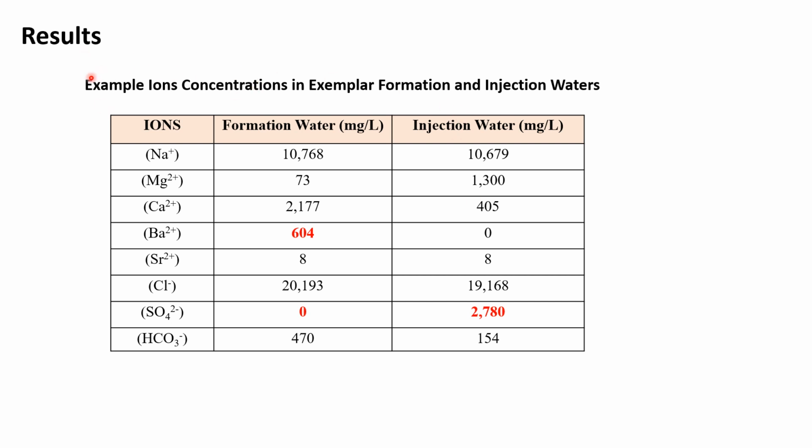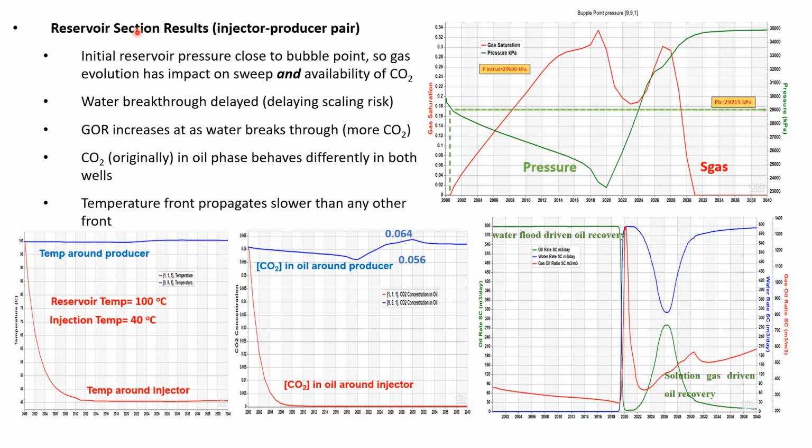Results. The results I'm going to show depend on the ion concentrations in the formation and injection water shown in this table. For example, you can see the concentration of magnesium in formation water is about 70, and in injection water it is very high, 1,300 milligrams per liter. Barium in formation water is about 600 milligrams per liter, and SO4 in formation water is 0, and in injection water 2,700 milligrams per liter.